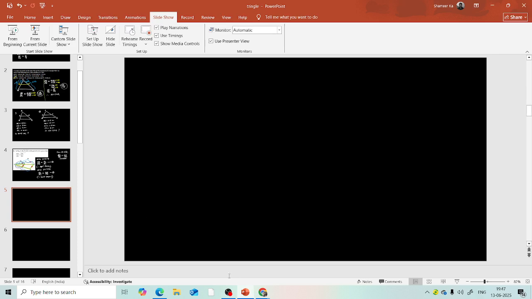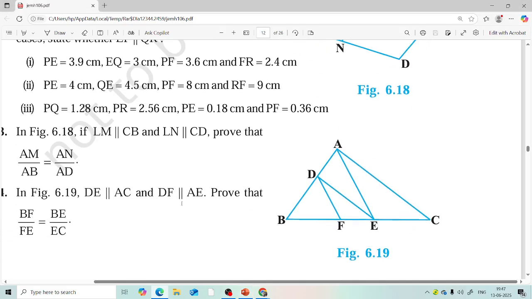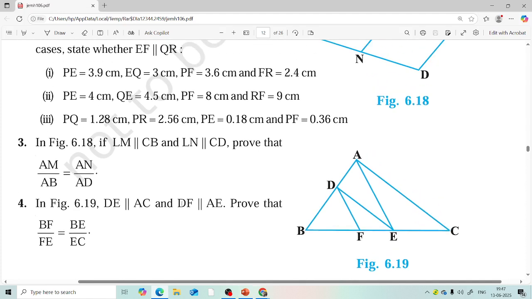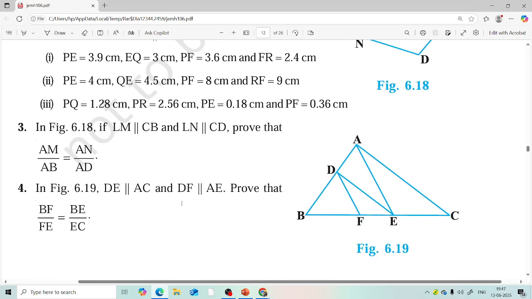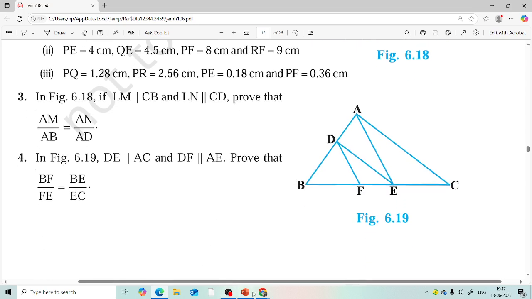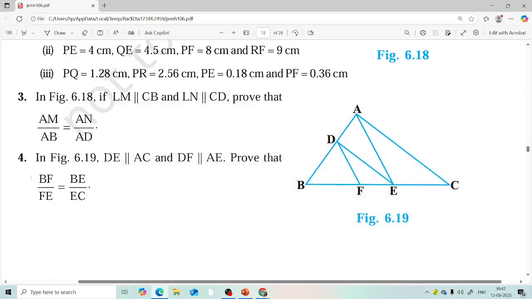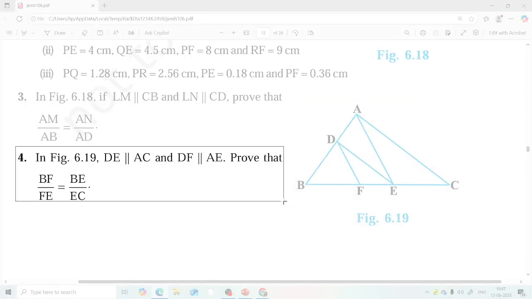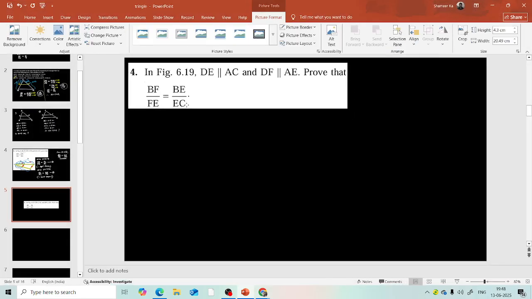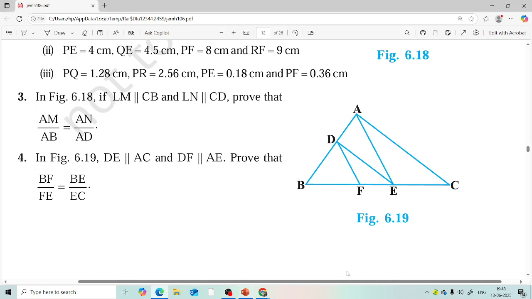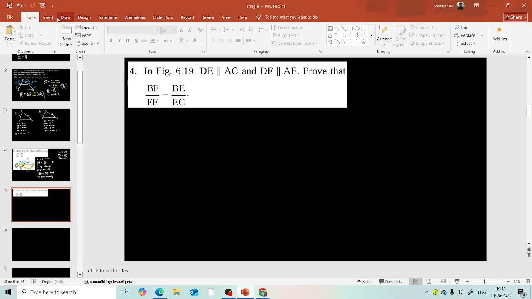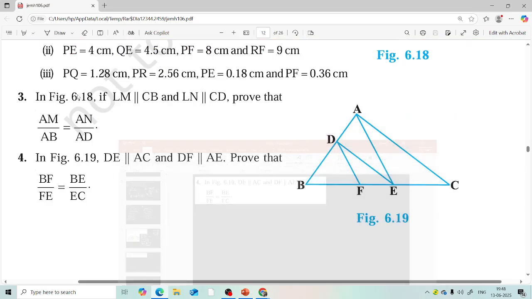So let me go to the next problem. Most of the questions are similar, the same technique. Now I am selecting the fourth question. The diagram is given, figure 6.19, this one. Let me select the diagram.